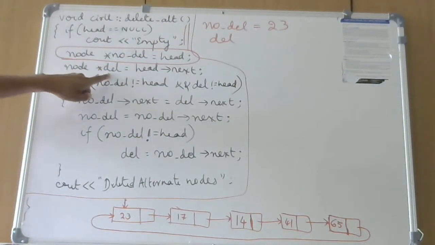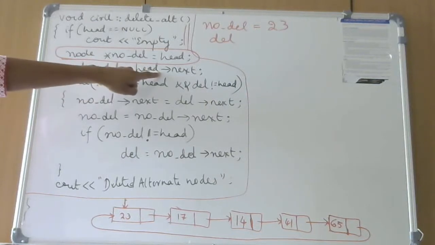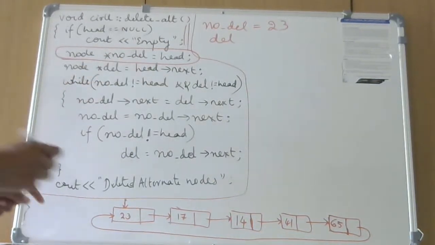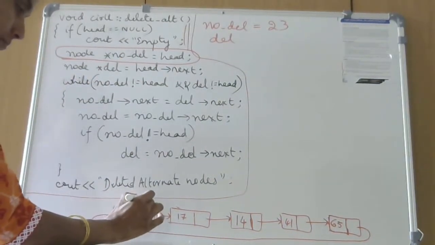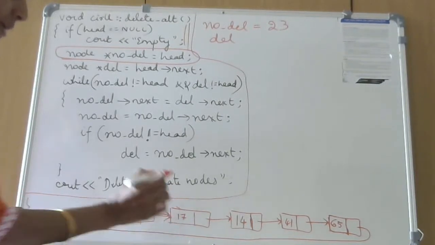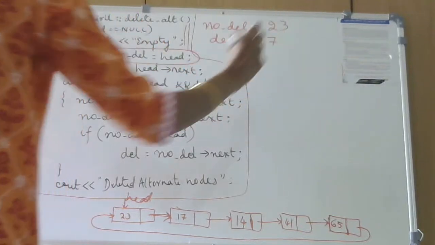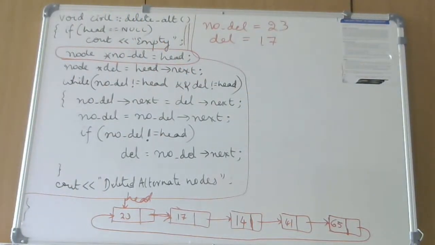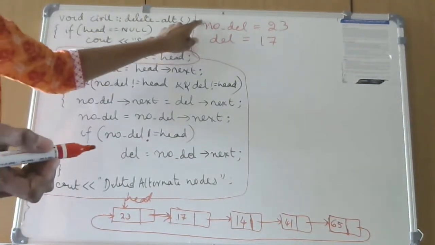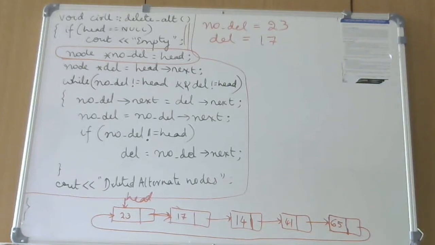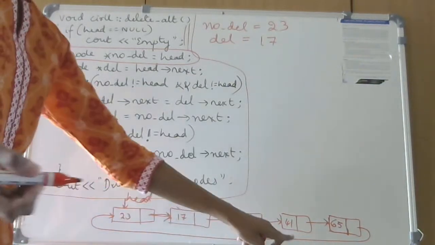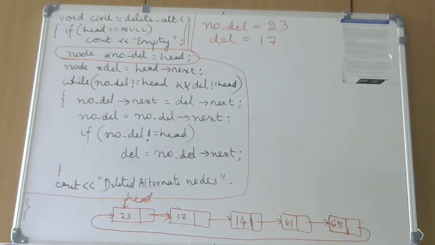Then I am taking one more pointer, delete, which is going to point to head of next. Now, this is head. Head of next is pointing where? 17. So, delete is another pointer which is going to point to 17. Which means, whatever is noDelete, I am not going to delete. Delete and noDelete, that is exactly what it means. So, delete is 17 and noDelete is 23. Let us say we are trying to delete here. How do I go about it?